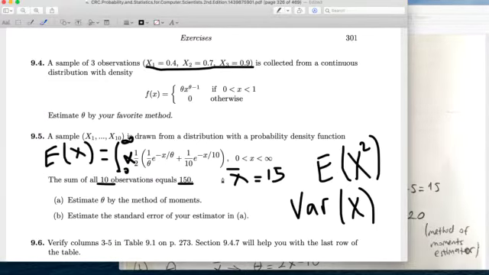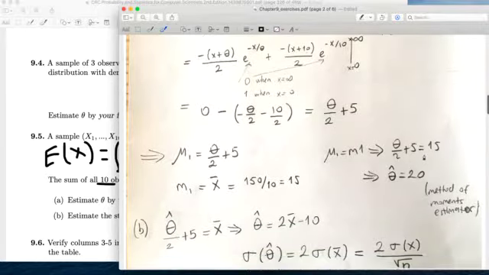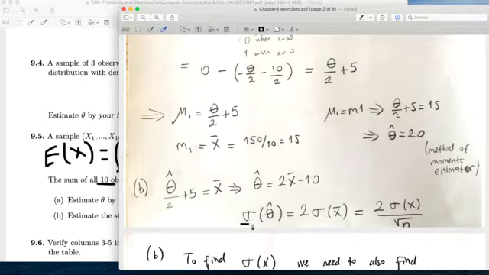All right. Now, what is the standard error of our estimator in part A? What do we mean by standard error? What we mean by standard error is this. So this term is the standard error. What is the standard deviation of our method of moments estimate, which is theta hat?